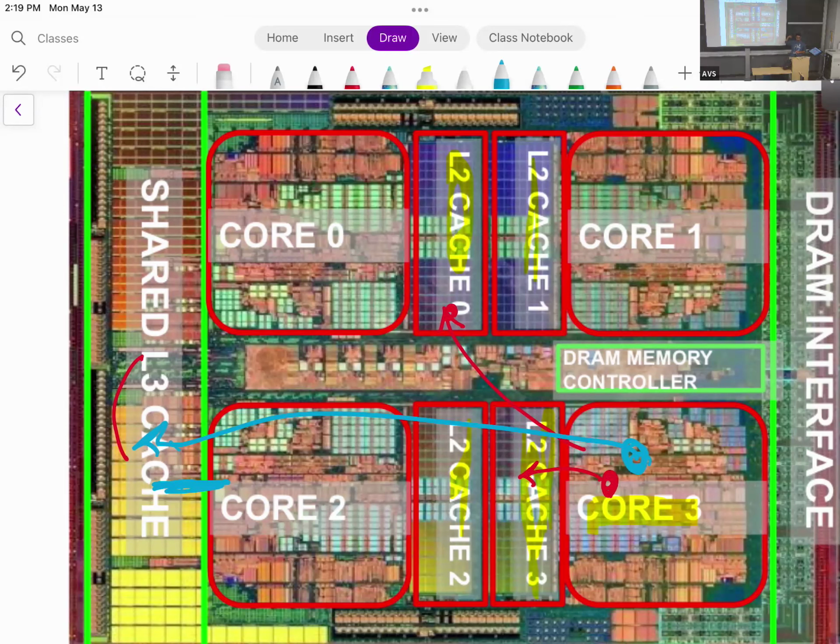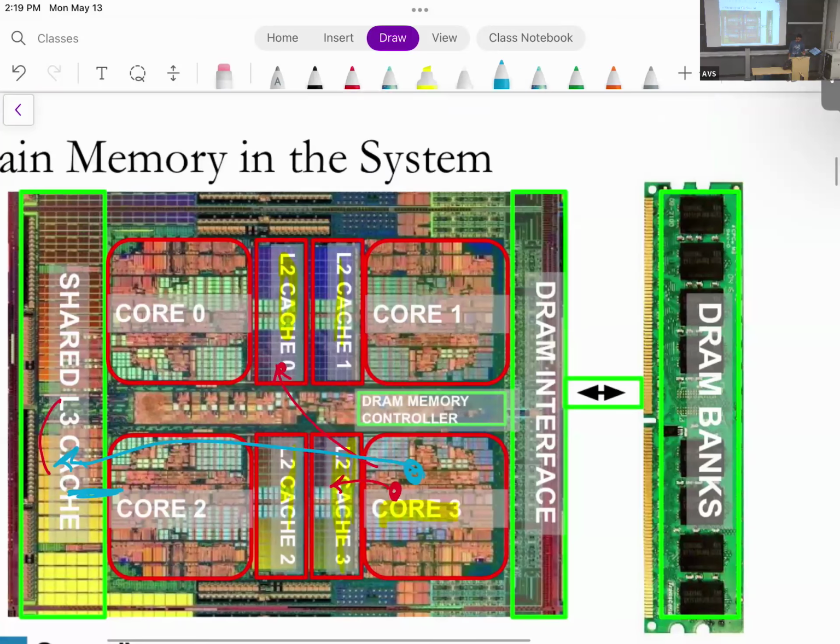Usually we do 3 levels of cache on a chip, and everything stays on chip. That's why it's very quick. Okay. Then we need more data, of course.